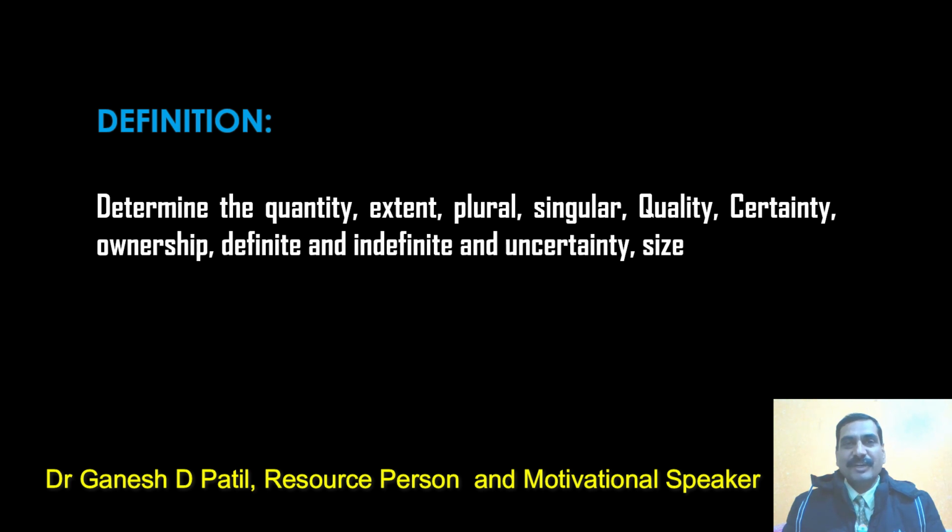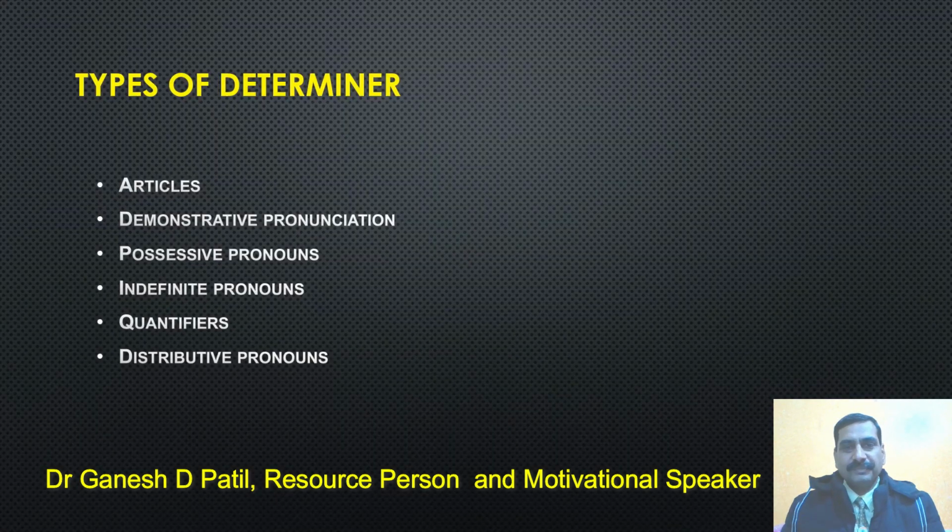They are called determiners because they determine quantity, quality, size, ownership, these kinds of things. Sometimes they show whether something is certain or uncertain. Sometimes they show whether something is singular or plural, and therefore they are called determiners.